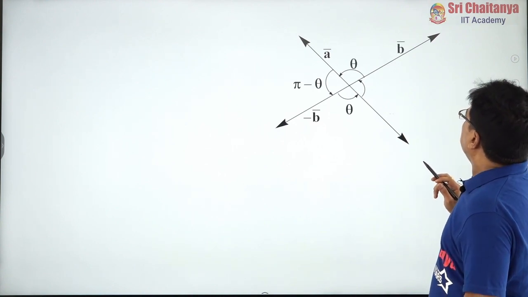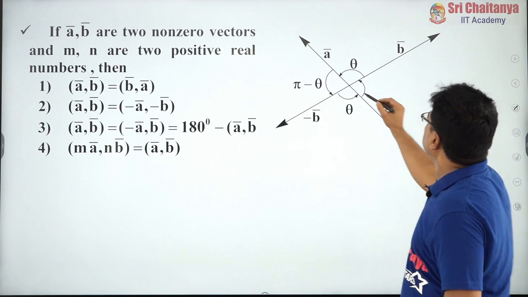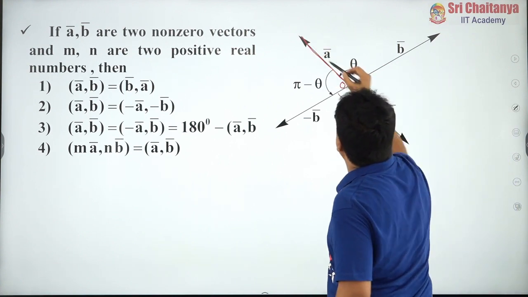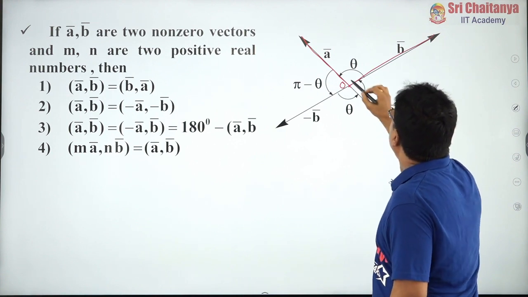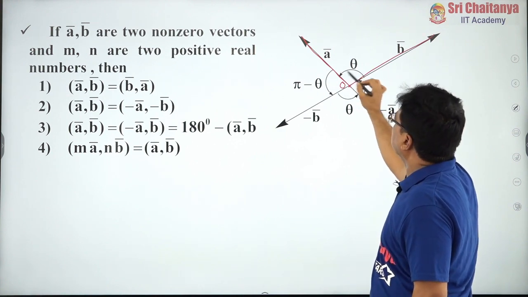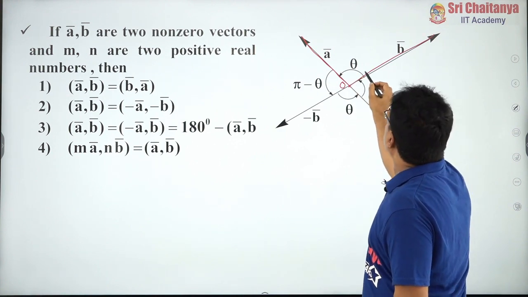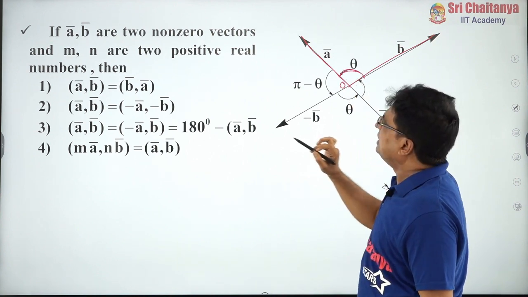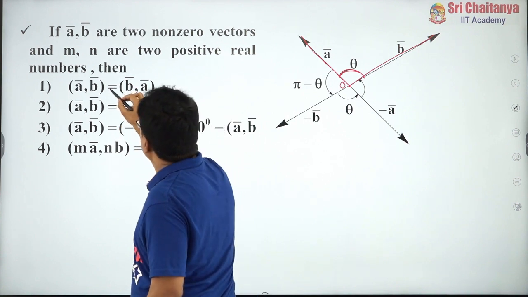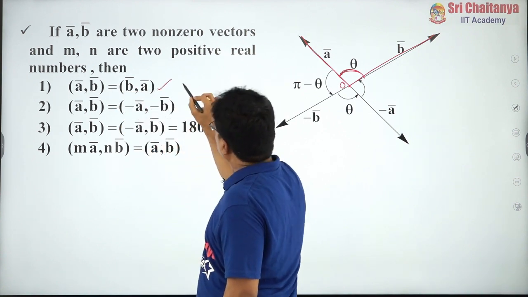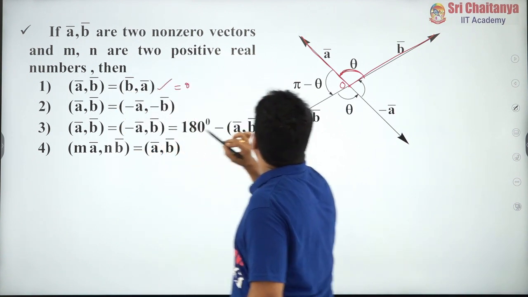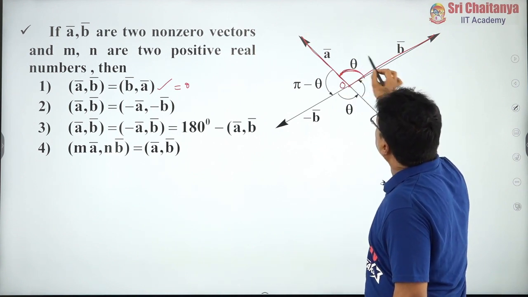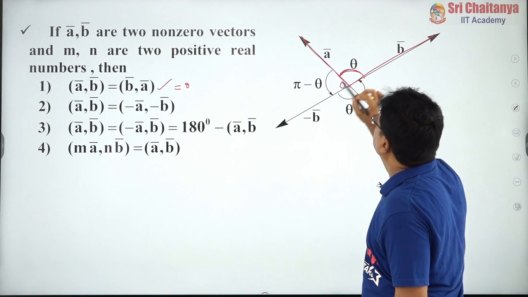See, listen. So, my friends, here suppose this is origin and this is my OA bar and this is my OB bar and this is the angle between A bar and B bar. If it is theta, then angle between A bar and B bar is theta. Angle between A bar, B bar is nothing but angle between B bar, A bar. Both are equal to theta.